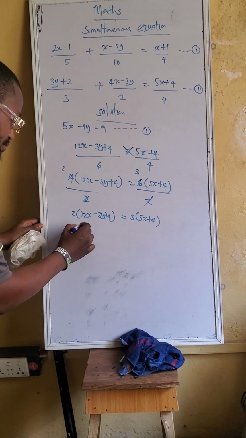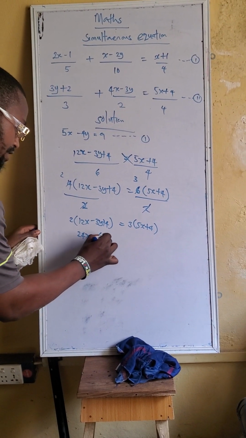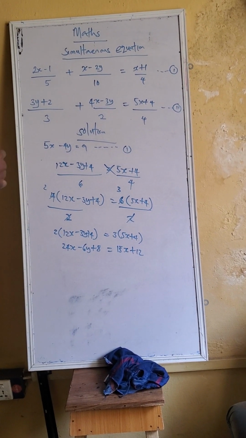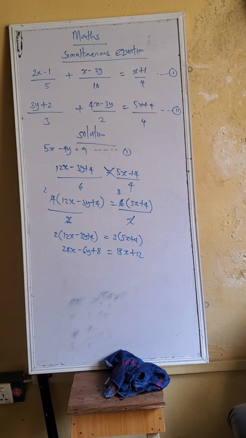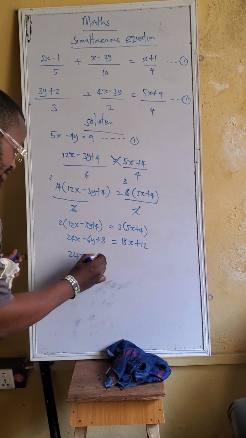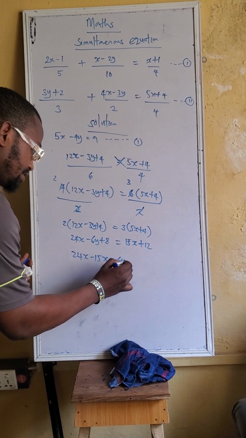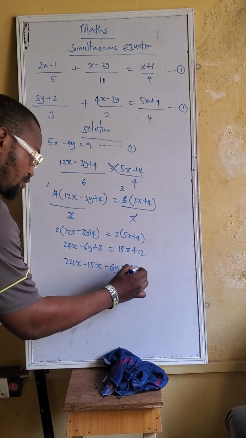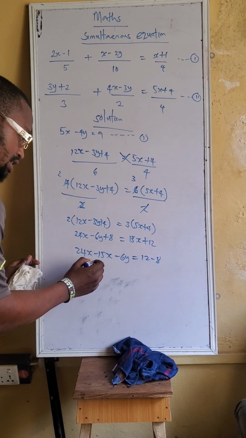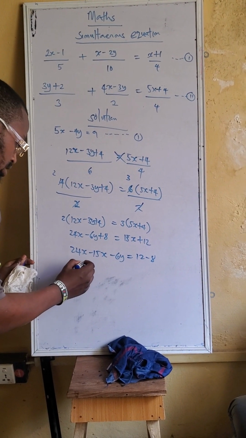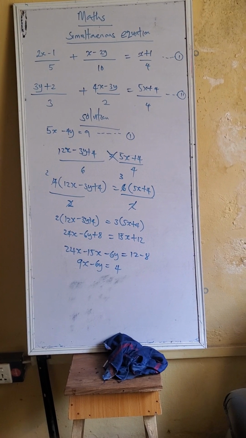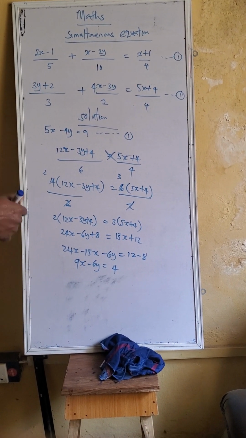We can now open the bracket. It becomes 24x minus 6y plus 8 equals 15x plus 12. Now having this, the next thing is to make like terms. When you do like terms, it becomes 24x minus 15x minus 6y equals 12 minus 8. By the time you do this, 24 minus 15 is going to give us 9. 9x minus 6y equals 4. It's going to give us 4.